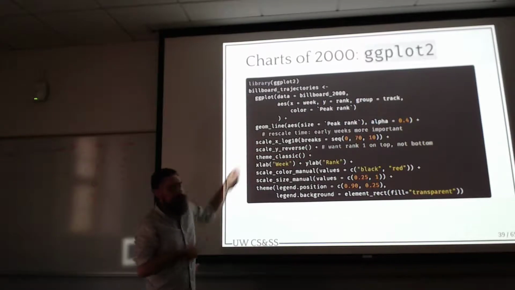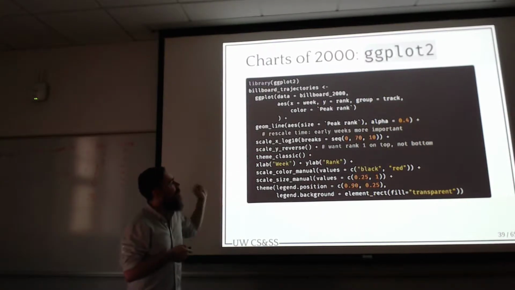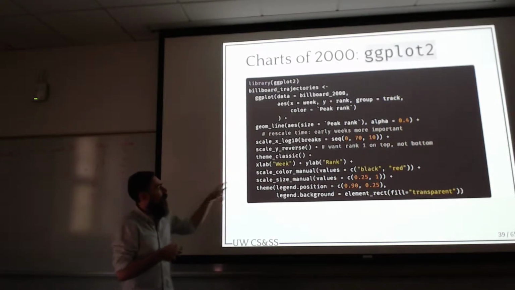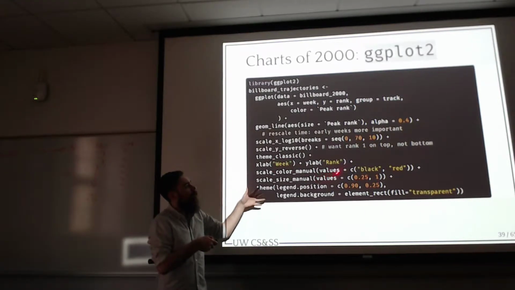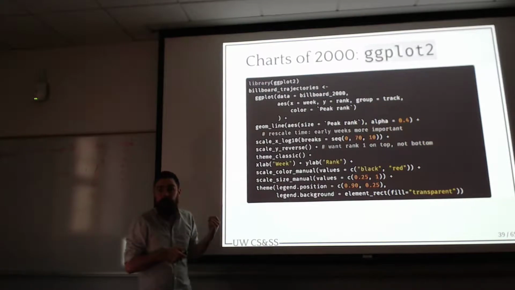Then, theme classic makes it look a little less ugly. I give an X lab, a Y lab. Then I set some manual things. I say scale color manual, the values are black and red. What this is going to make it is that whatever is being colored is going to take either the color black or the color red.